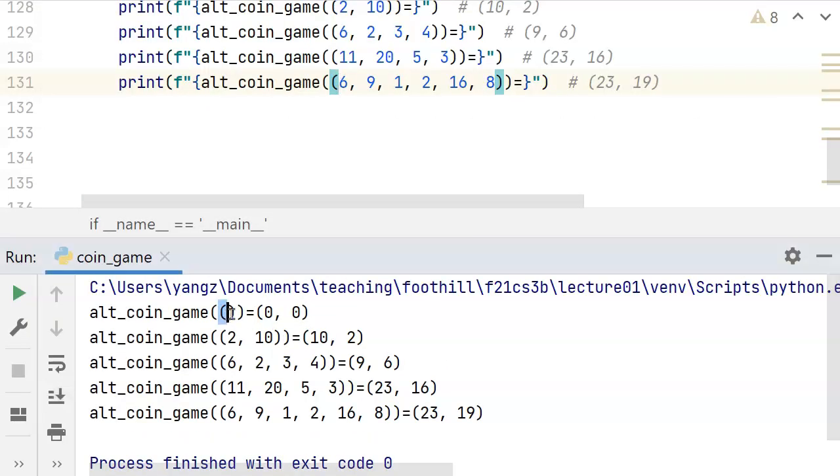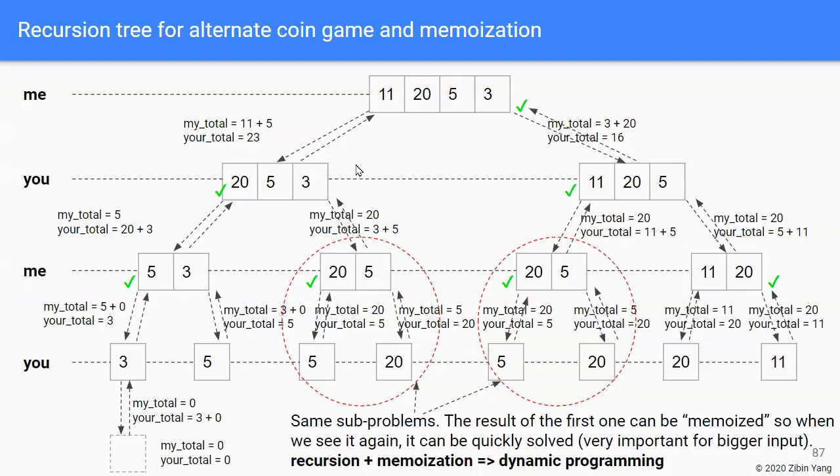Yeah, so when there are no coins, then my total and your total are 0. When there are just 2 coins, then for my total, I will pick the bigger one, right? And these are the results from the 2 earlier games that we played, and we can also manually verify this one. So there are a few loose ends that I'd like to wrap up with.